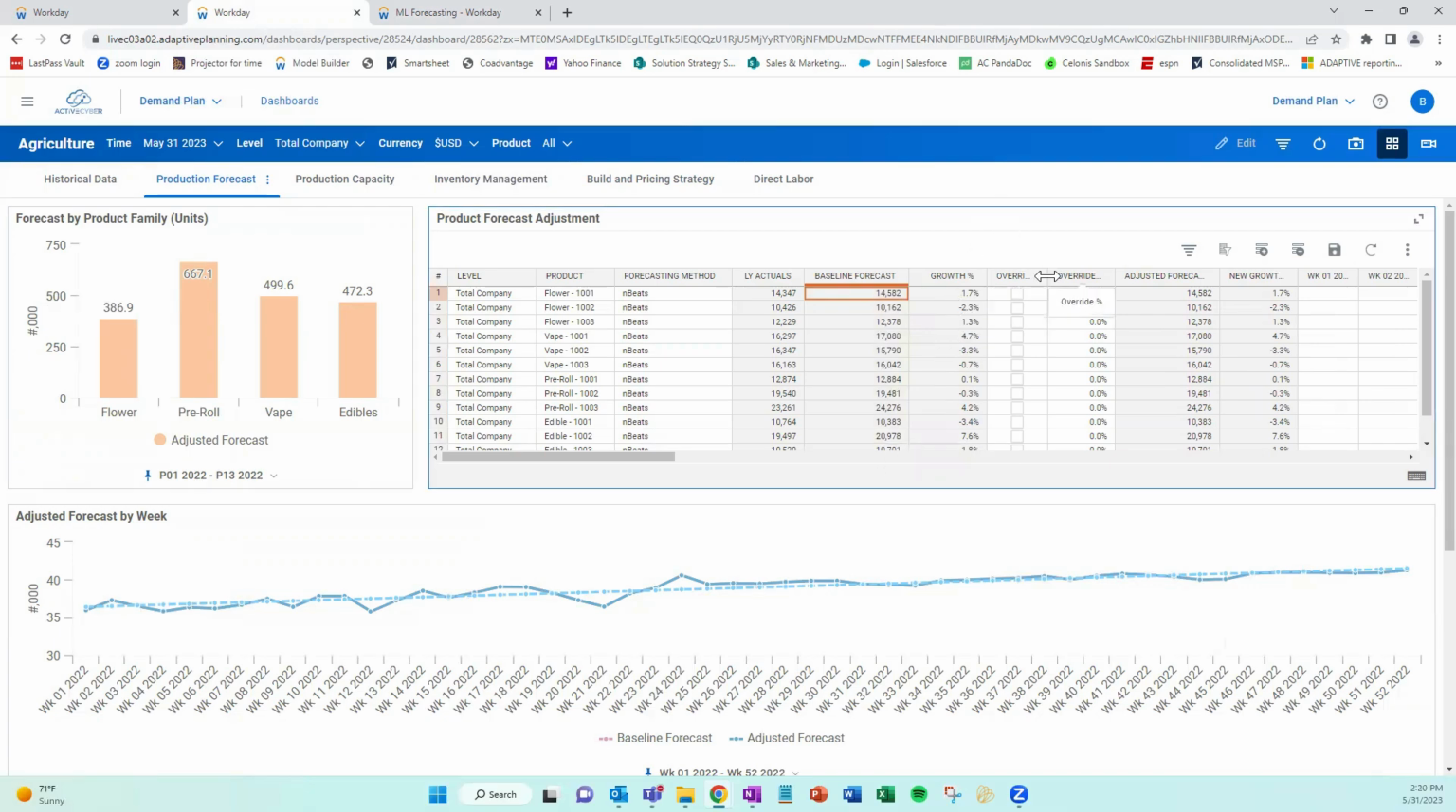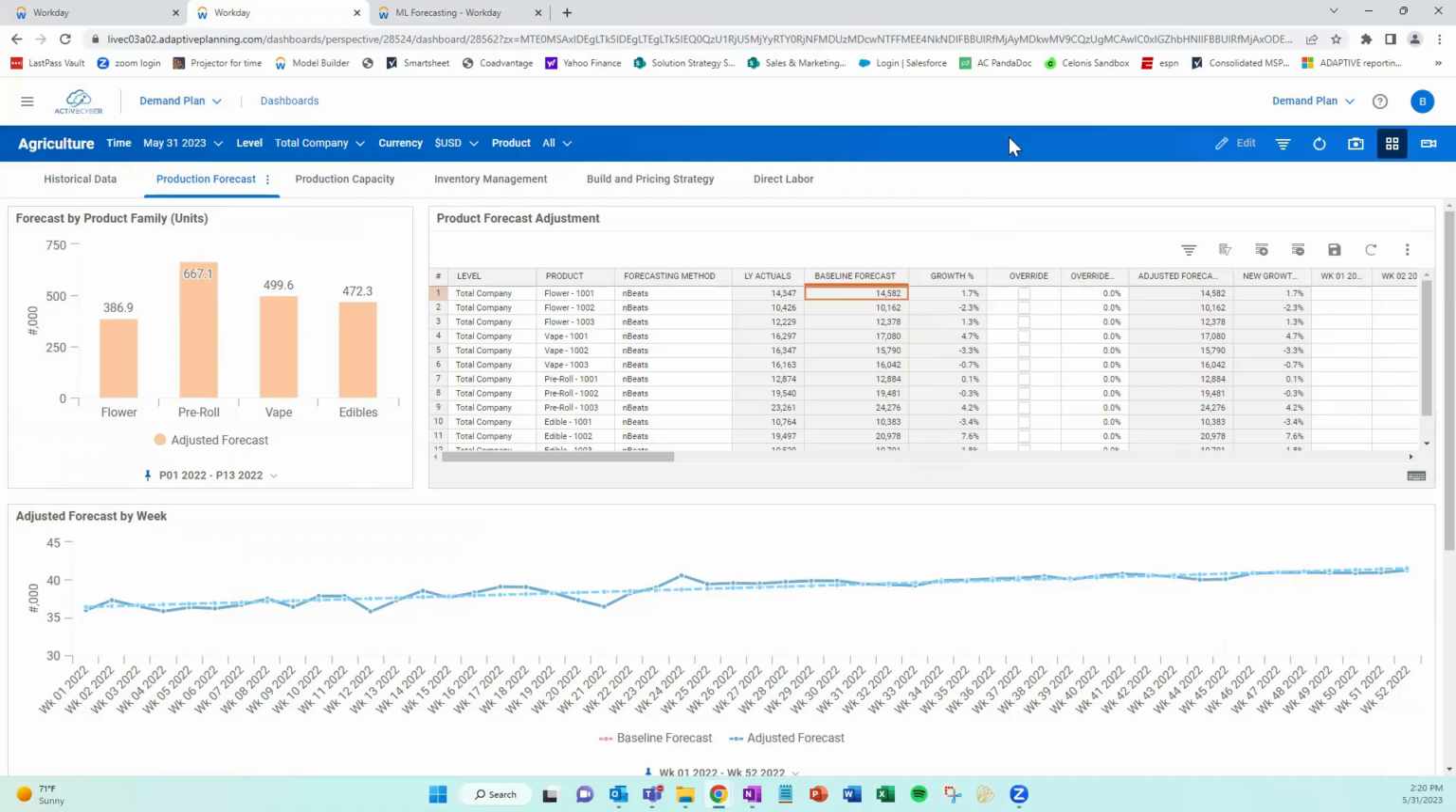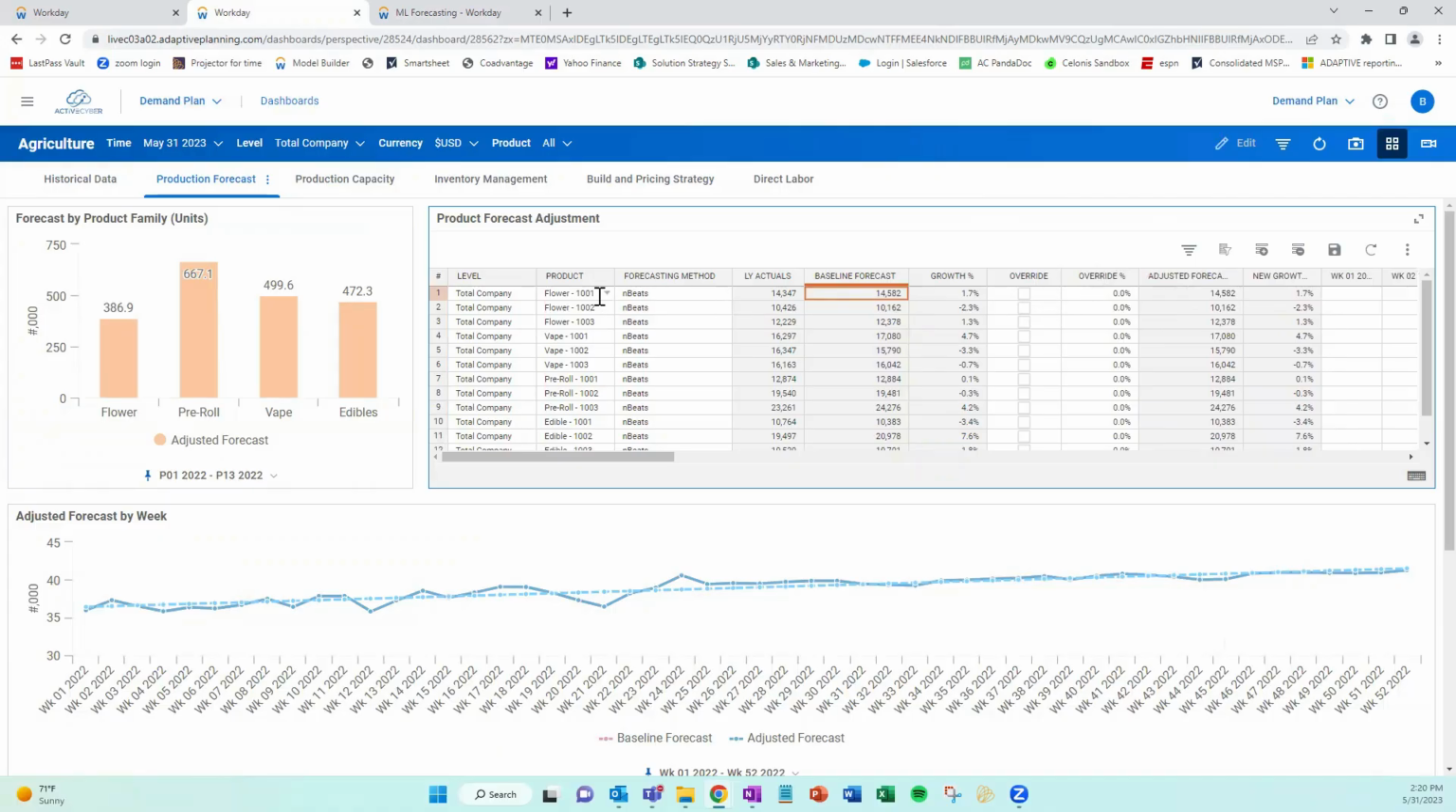Now, we all know the machine learning algorithm is great, but sometimes different types of budget managers still want to be able to do a manual override on their end if they want. Well, maybe for our flower 1001 SKU of our marijuana farm, we want to actually have a 5% override to our forecast data. So we see our 14,582 units for flower 1001 is what was generated by that forecast.